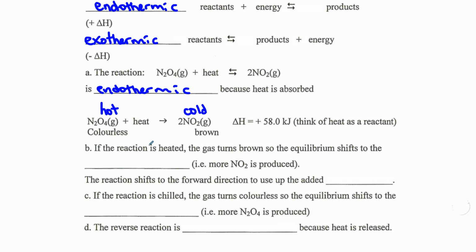Okay, so if the reaction is heated, we've added extra heat, so we're going to want to shift in order to counteract that extra heat. So we want to shift towards the cold side. So we're actually going to the right. If the reaction is heated, the gas turns brown, so the equilibrium shifts to the right. The color brown is just telling us that we're shifting towards this side, and that's going to cause more NO2 to be produced. So the reaction shifts in the forward direction to use up the added heat.